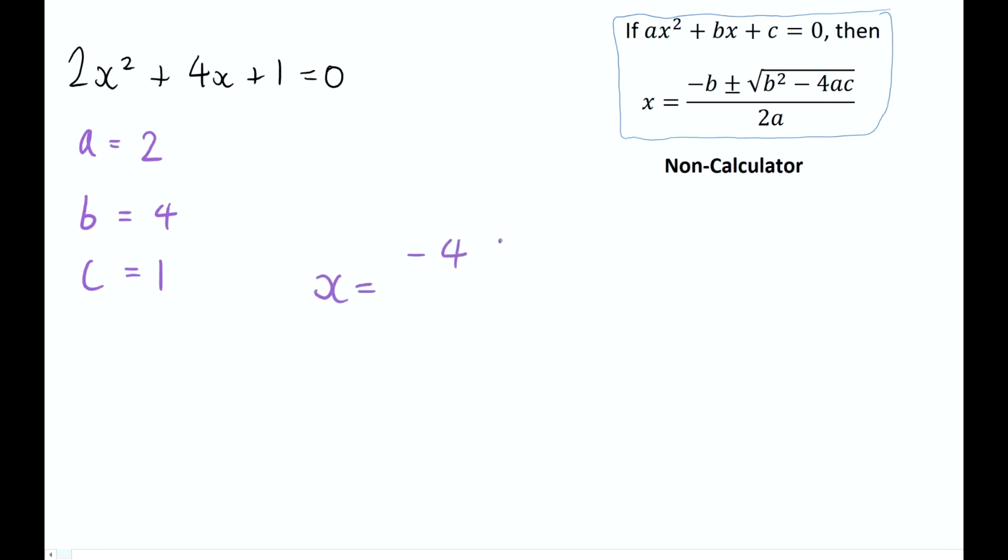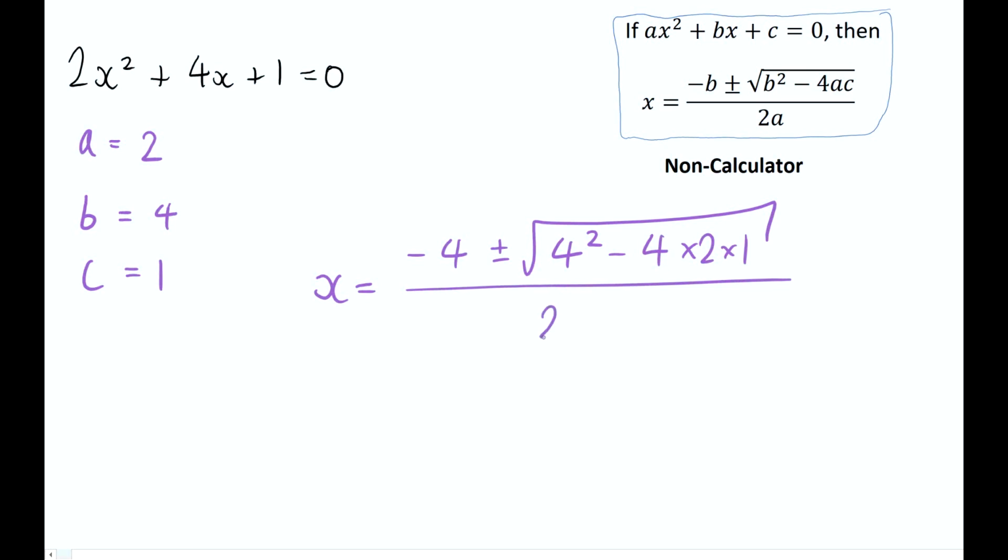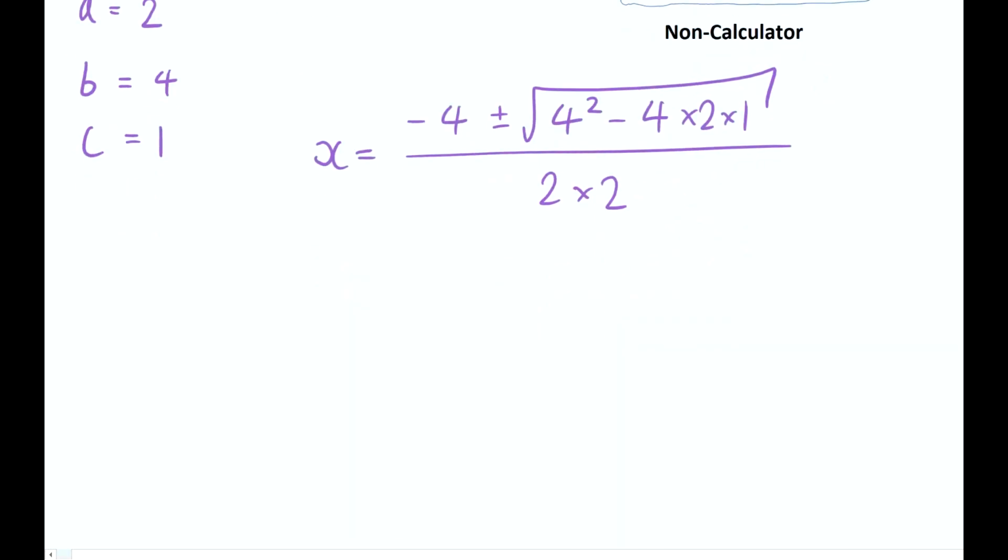So minus b becomes minus 4, plus or minus the square root of b squared, which is 4 squared, minus 4 times a times c, all over 2 lots of a. What we're going to do now is work out everything we can. We're going to be left with something in the square root that normally you can't deal with. It won't be a nice whole number, and you just leave that in the square root. So I'll show you that now.